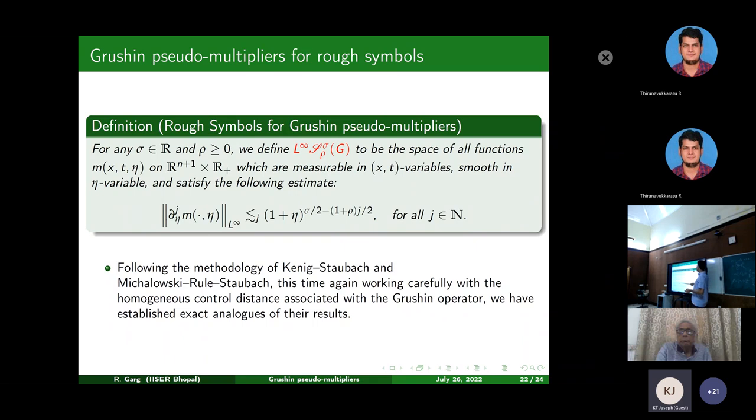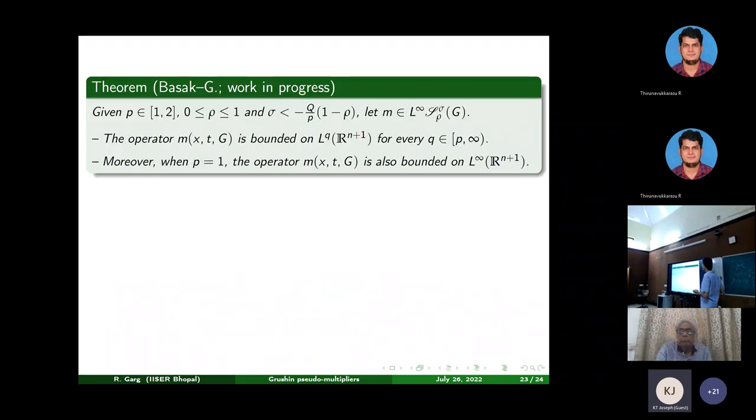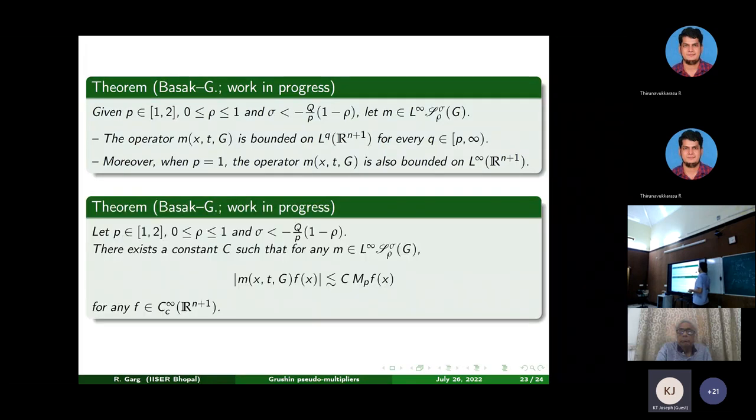And following the methodology of Kenig and Staubach and Mikulski, Rule, Staubach, this time with Riju, we have done this for the Grushin operator, and this is work in progress, but we have essentially established the same result unweighted. If you take the same condition, then you get unweighted boundedness, and building on the same analysis, you get pointwise domination by M_p. So except for the endpoint, you get unweighted but also weighted boundedness.